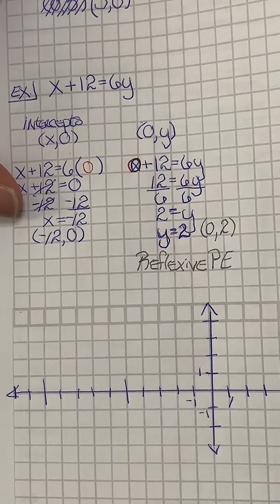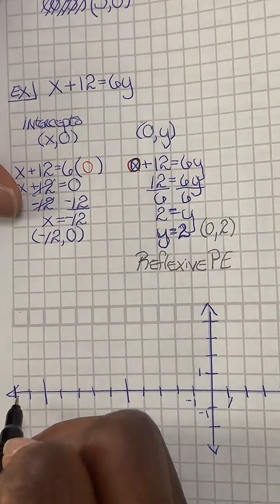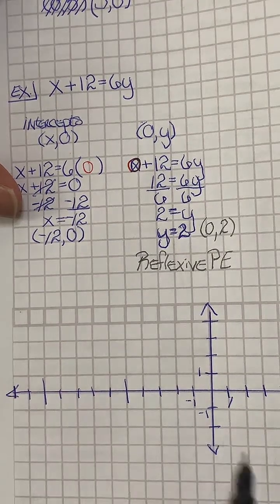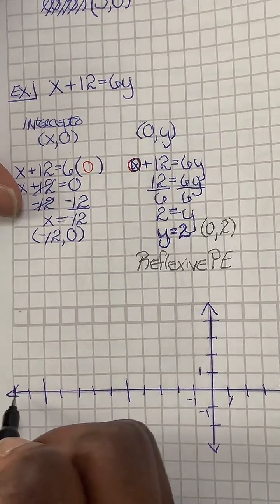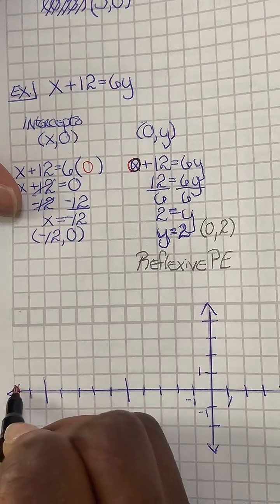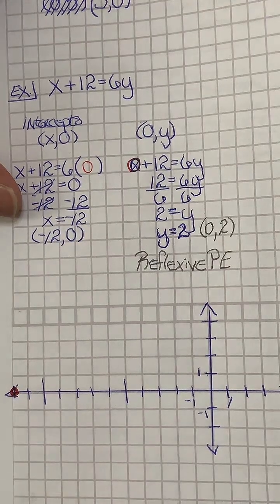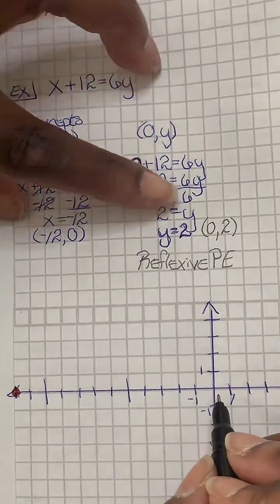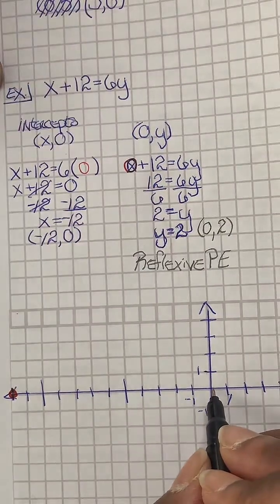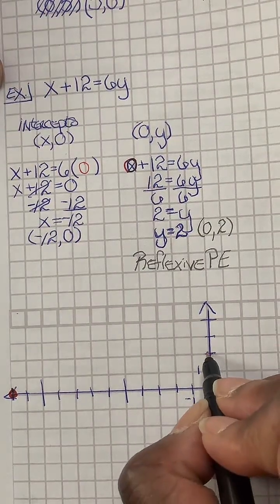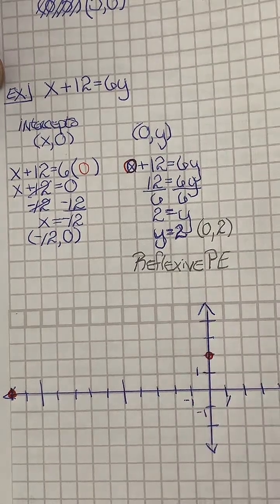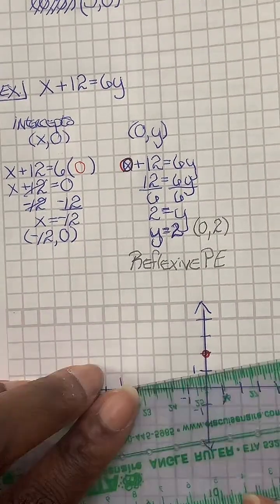So our first point is going to be at -12, 0. So if I start at the origin, I come all the way to -12. So that's this point right here. And then the other point is at 0, 2. So start at the origin, I come up to 2, make that point right there. I got my 2 points.